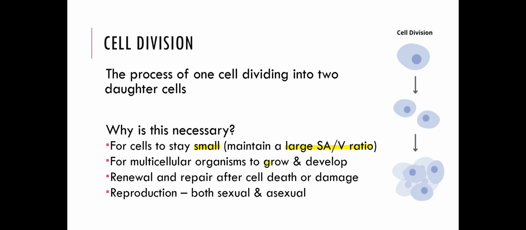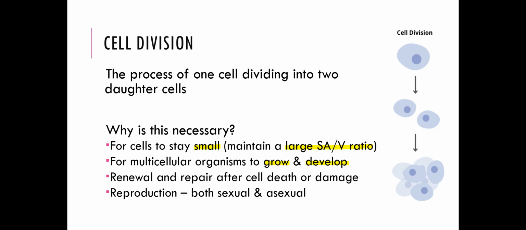Now we also need cell division to grow and develop. And so, like for instance, you started as one cell. Every person began when sperm met egg and created a zygote, and then that zygote went through rapid cell division. 1 became 2, 2 became 4, 4 became 8. And then as that development continued, these cells became specialized. And so obviously we need that to grow.